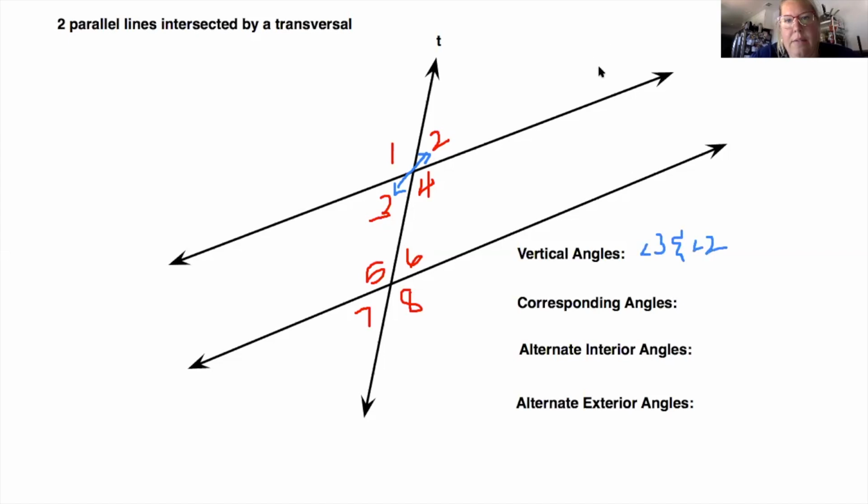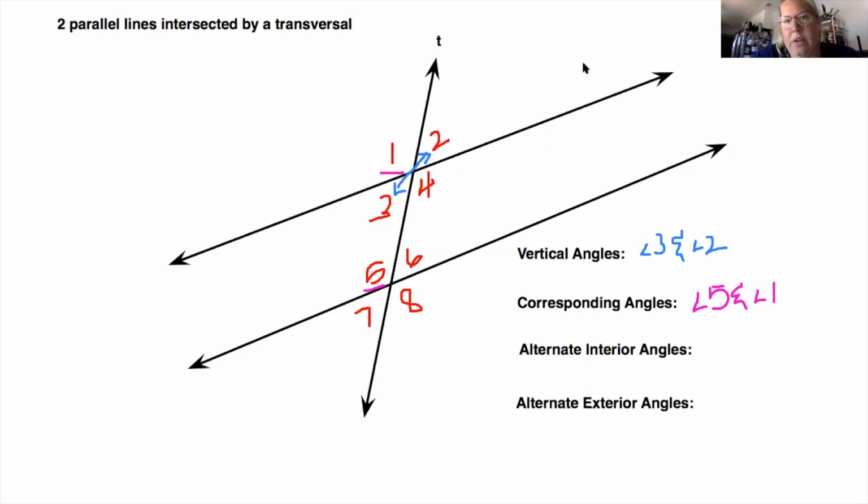Okay. Corresponding angles are angles that are in the same place on the different parallel lines. So we have 1 and 5 are in the same place on the different parallel lines. Oops, I did 5 first, but it's okay. 2 and 6, 3 and 7, 4 and 8, same place, different lines.